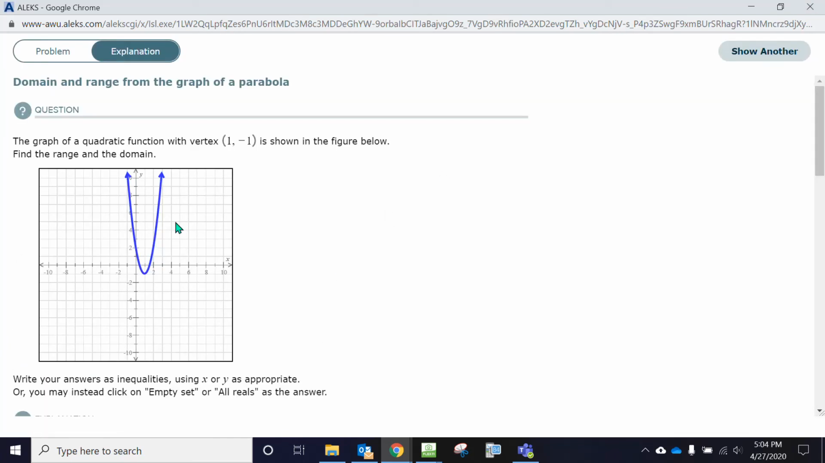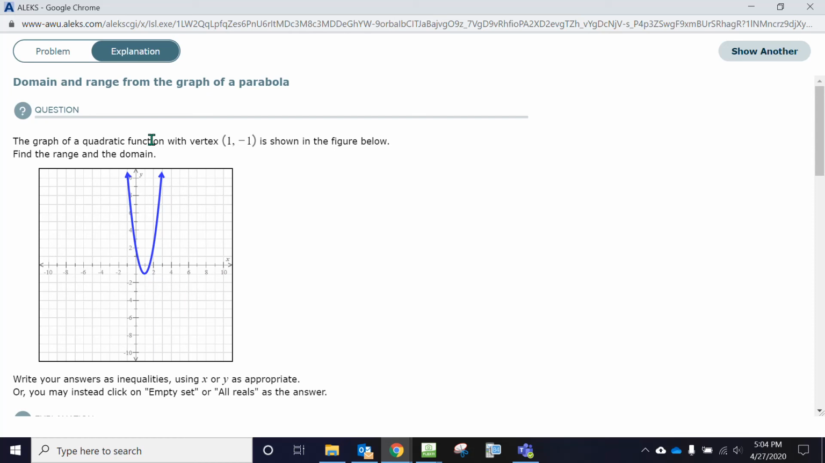Okay. This one opens up, so something a little different. Find the domain and range, same directions. So take a minute and see if you can figure out the domain and range from this graph. You might want to pause it. I'm going to move on and go through the answer. So once again, what's the domain? It's the same answer for all of them, all real numbers.